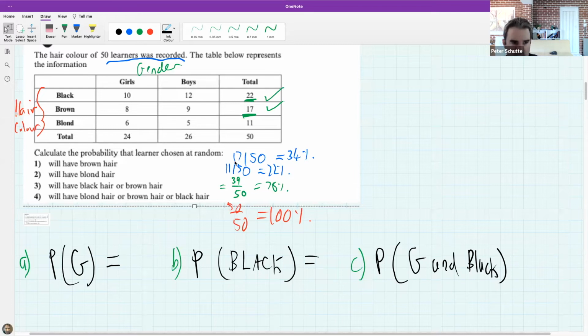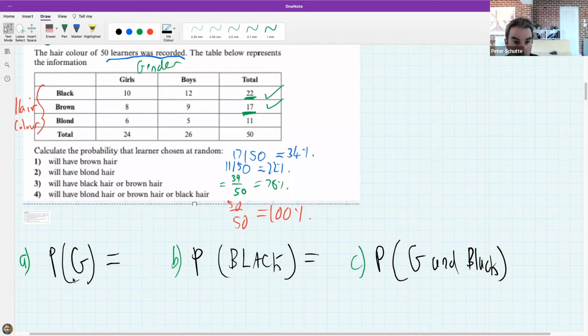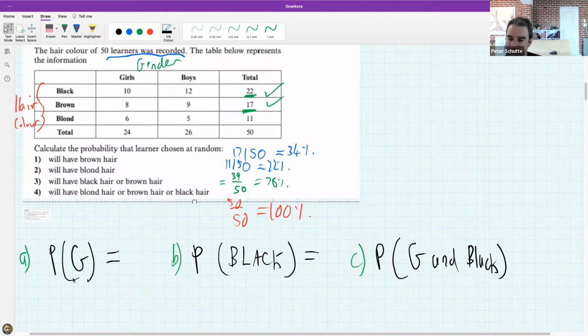Before I even talk about independence, let's just work out, using what you learned earlier in the lesson, the probability that a randomly chosen person is a girl in this particular question. Let's just try and do that first. And then let's work out the probability that somebody has black hair. And then let's just see what we can get. Trust me on this, I'll get you there.